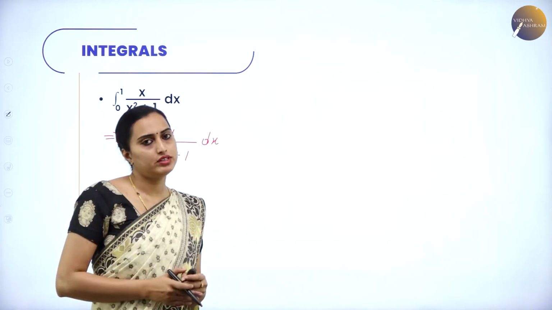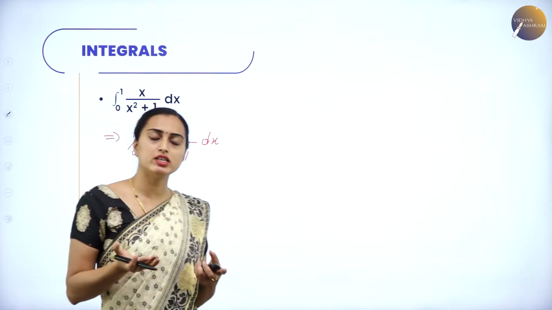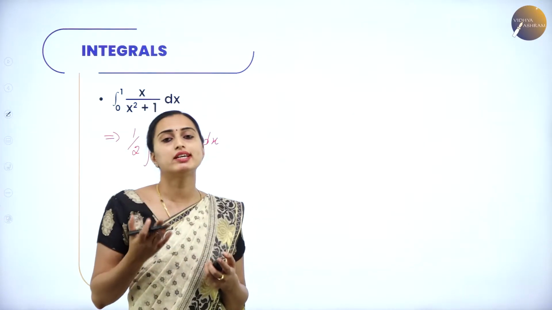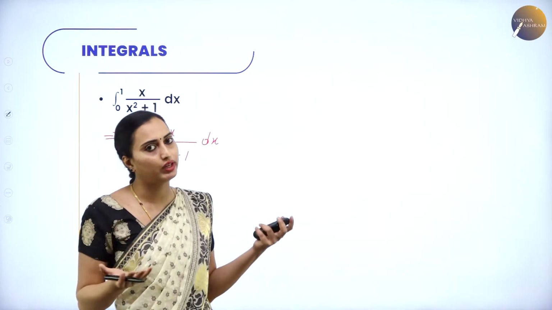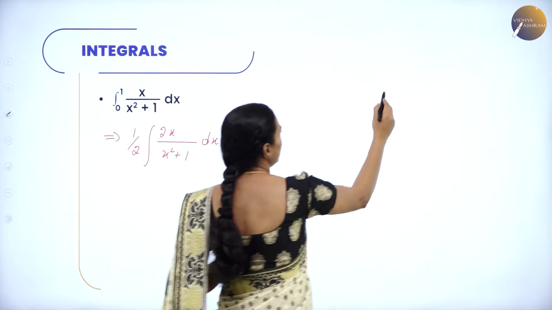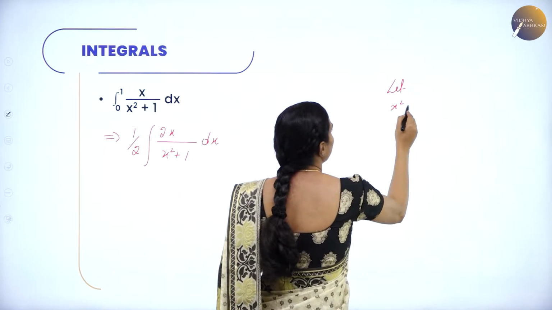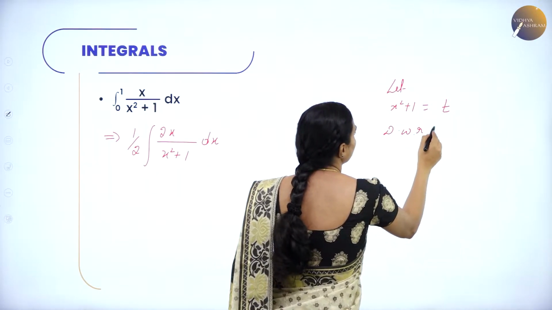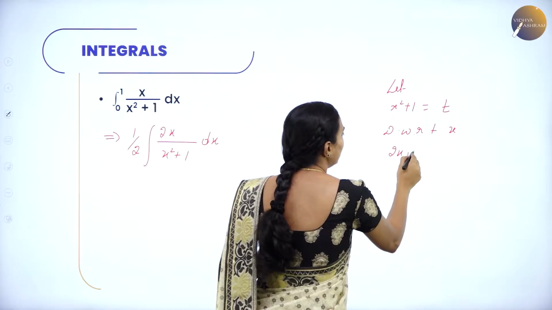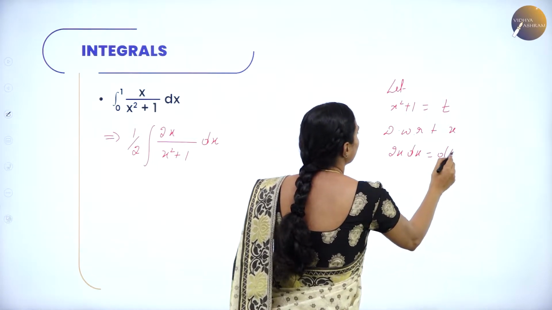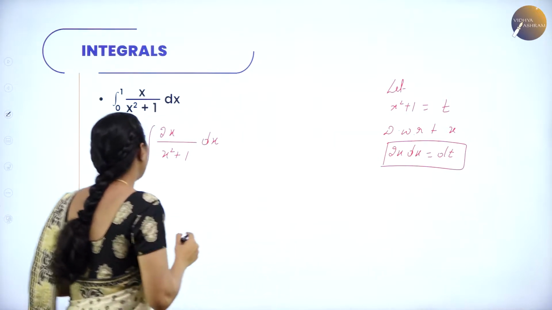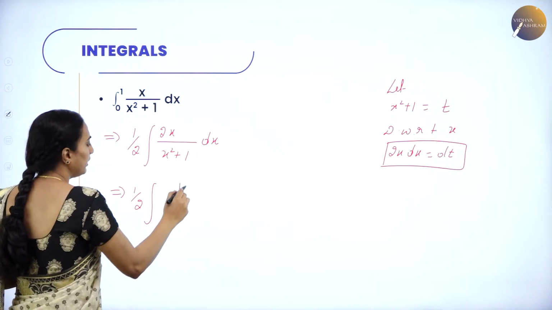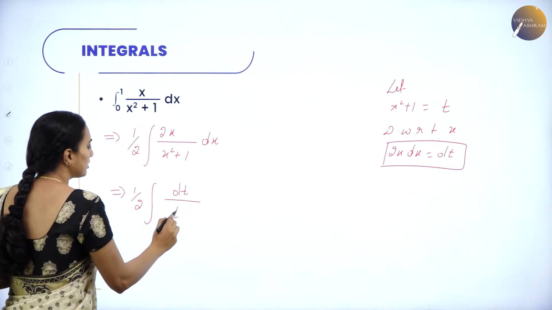Now you are going to substitute for the denominator. The differentiation of x squared is 2x only, and the differentiation of x squared plus 1 is also 2x only, isn't it? So I am going to substitute: let x squared plus 1 is equal to t. Differentiate this with respect to x. You get 2x into dx is equal to dt. Right. Now you can have 1 by 2 into 2x dx, which is dt, divided by x squared plus 1, which is t.